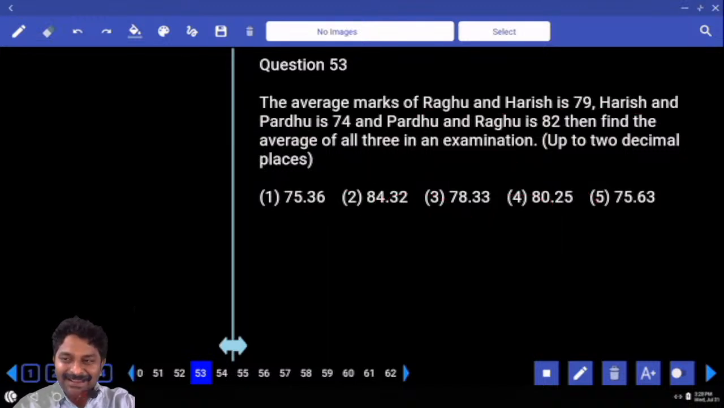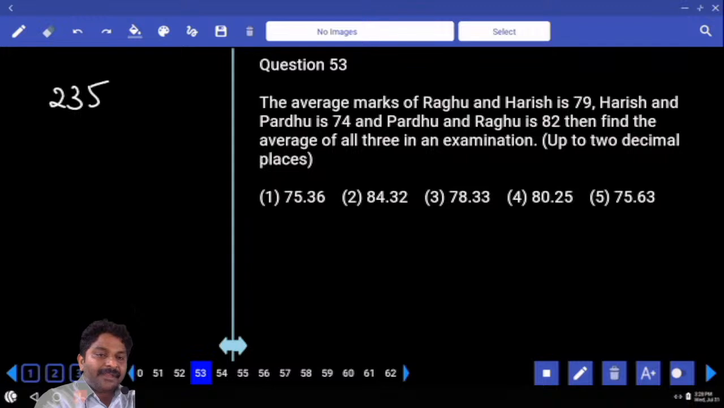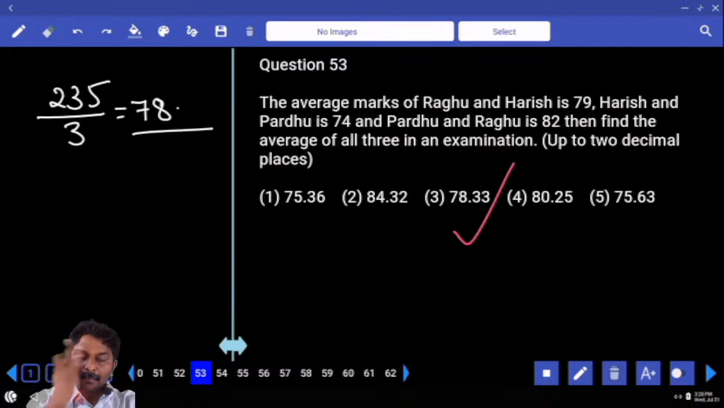Now let's directly add the numbers. 79 plus 74 is 153... 70, 70, 140, 80, 220. Remember 220. 9 plus 4 plus 2 is 15, so 220 plus 15, 235 is the sum. To convert into an average, divide by 3. 7 times 21, 7 times 8. How many options are there?